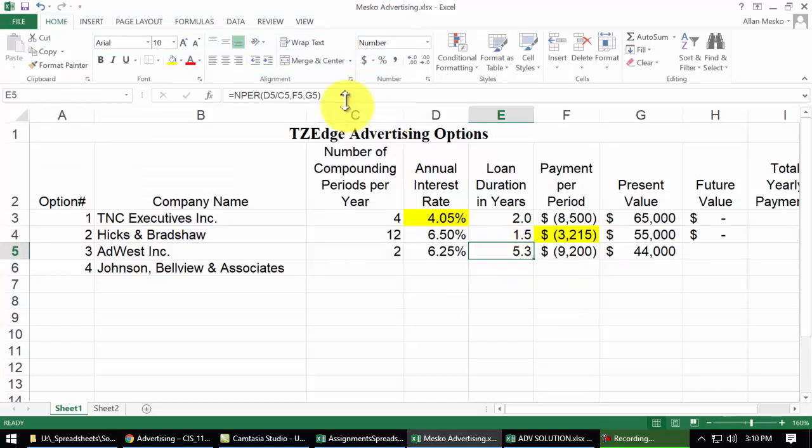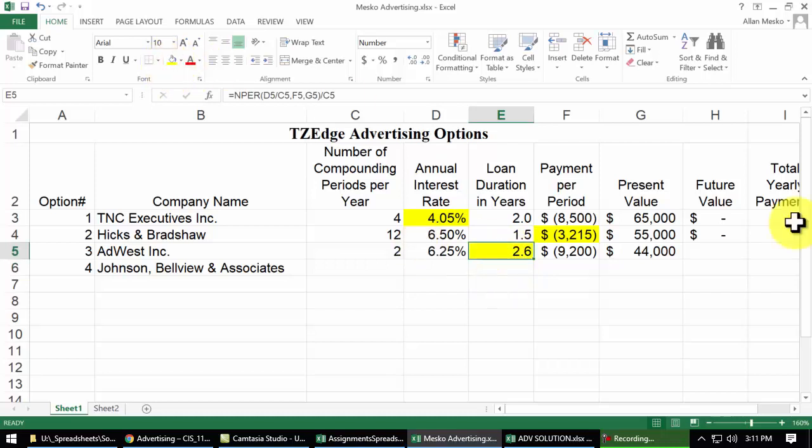But I don't want the number of periods. I want the number of years. This says I'm going to have a total of 5.3 periods, but I want to know how many years that is. 6 periods would be divided by 2, 3 years. So this is a little less than 3 years. So I'm going to take this and divide it by the number of periods per year. And that tells me, to the nearest tenth of a year, it's 2.6 years.